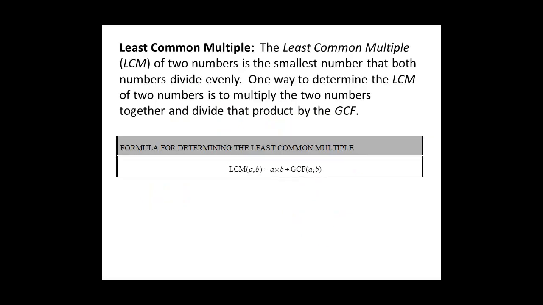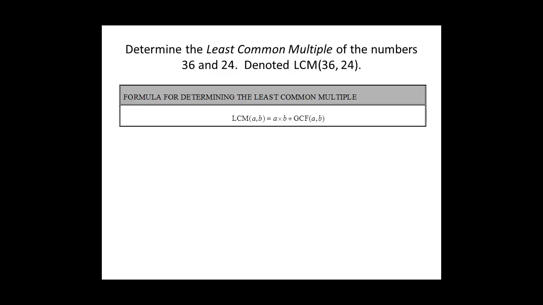Least common multiple. The least common multiple, or LCM, of two numbers is the smallest number that both numbers divide evenly. One way to determine the LCM of two numbers is to multiply the two numbers together and divide that number by the GCF. Determine the least common multiple of the numbers 36 and 24.